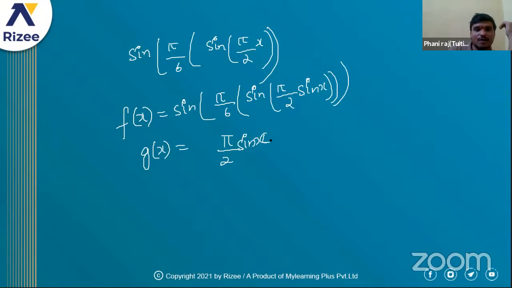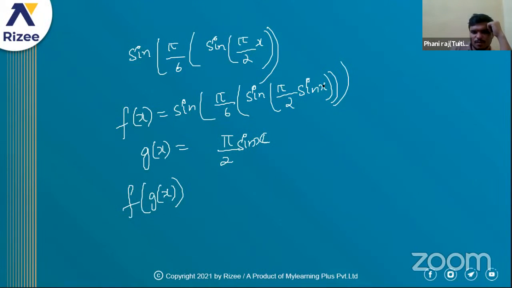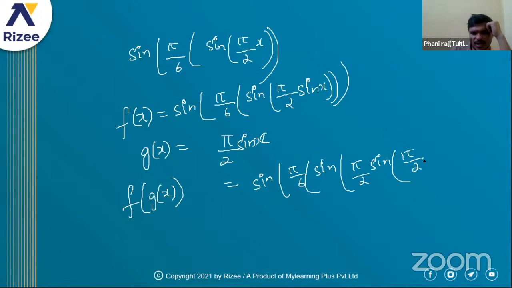Now you should find the range of f of g of x. That means here you should put pi by 2 sine x. So which is the same as sine of pi by 6 of sine of pi by 2 of sine of pi by 2 sine x. So there's a trick in solving this problem.